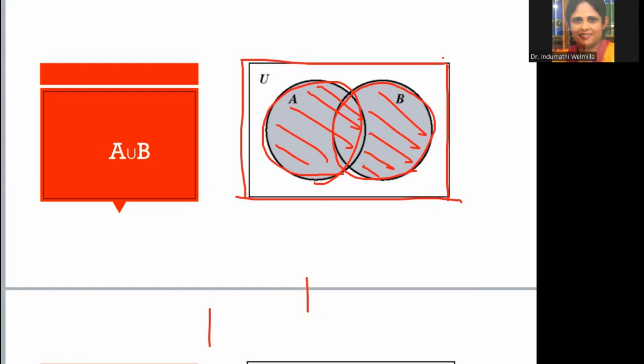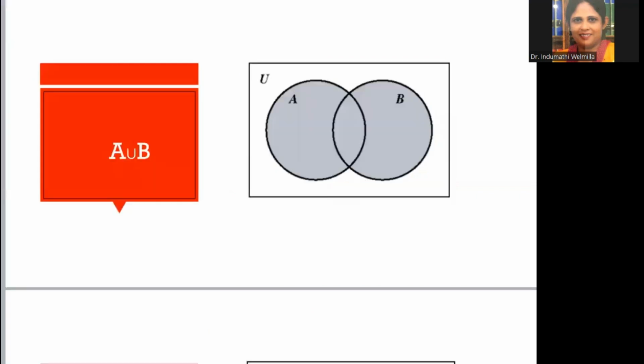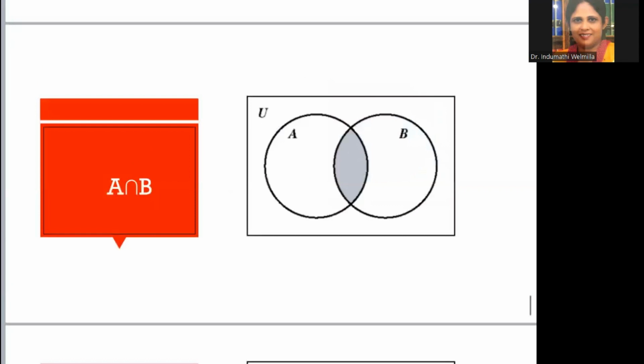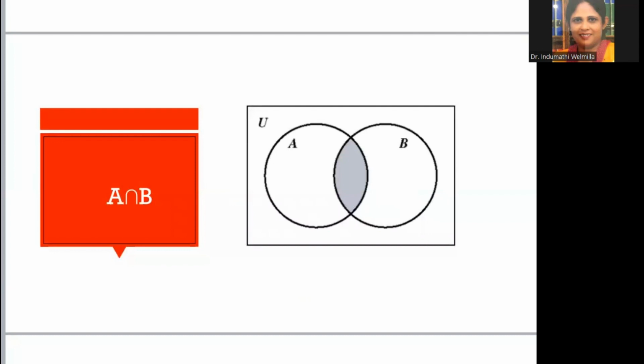At the same time, we can present the intersection the same way through the Venn diagram, right? You can see A intersection B is the part which is relevant to both sets.